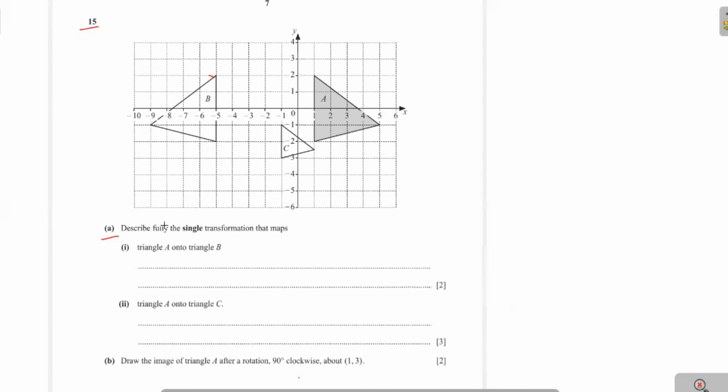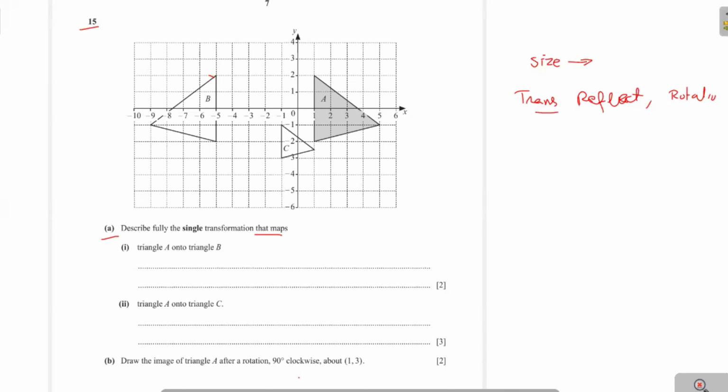Question 15. Describe fully the single transformation that maps triangle A onto triangle B. Firstly, we see the size. If the size is the same, therefore this transformation will be translation or reflection or rotation. If the transformation is translation, the shape will be dragged. You see here, this is not a dragged shape.